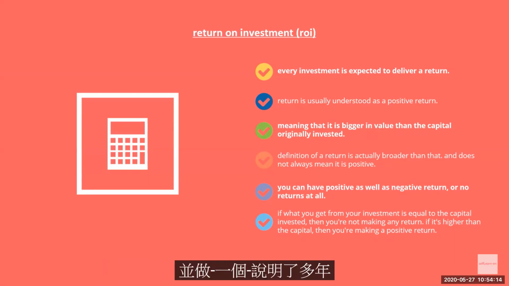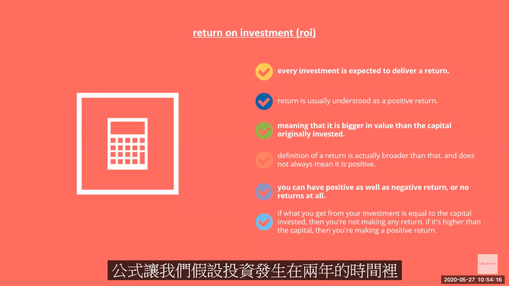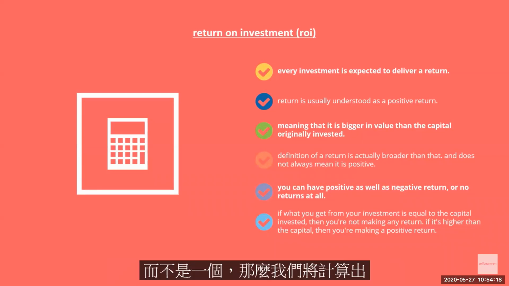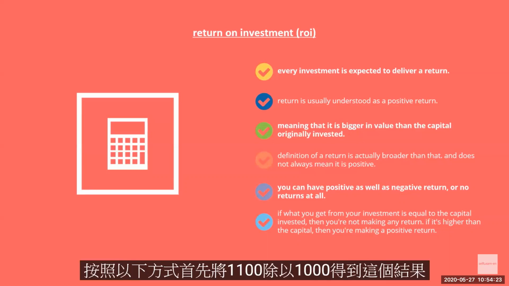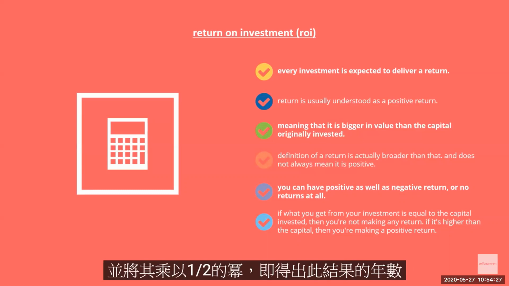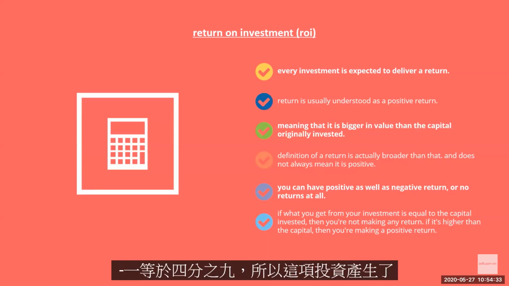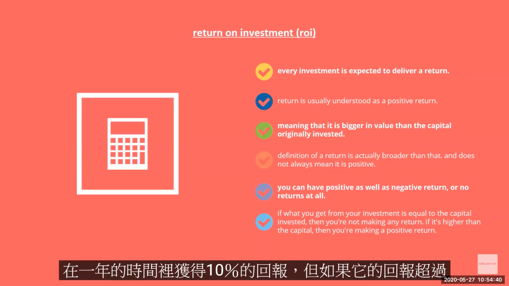To illustrate the multi-year formula, let's assume that investment happened over the course of 2 years instead of 1. Then we would have calculated the return percentage in the following way. First, divide 1,100 by 1,000. Take this result and put it to the power of 1 divided by 2, which is the number of years. Take this result, minus 1, is equal to 4.9%. So this investment is producing over the course of 1 year a 10% return.